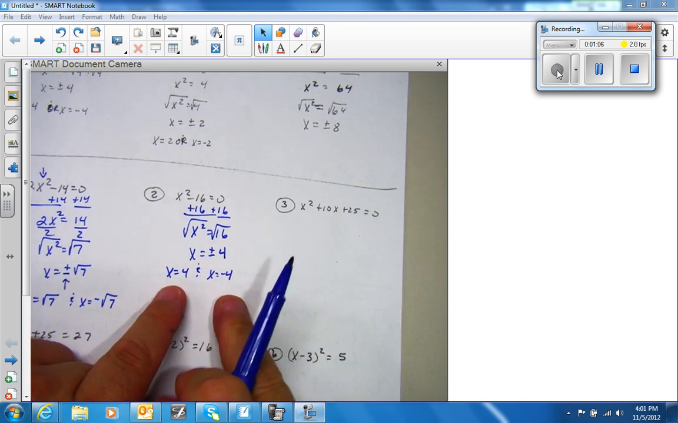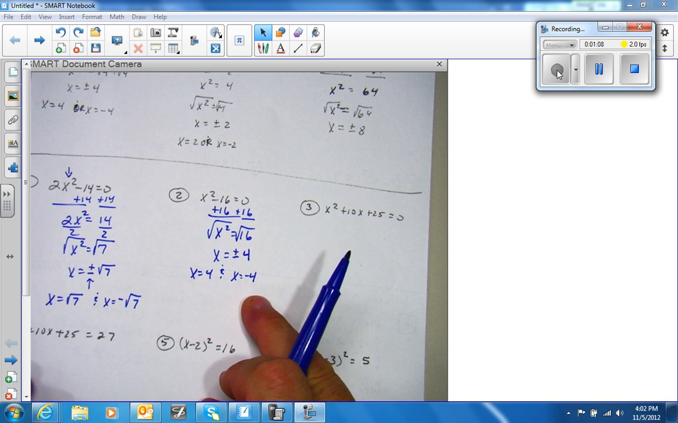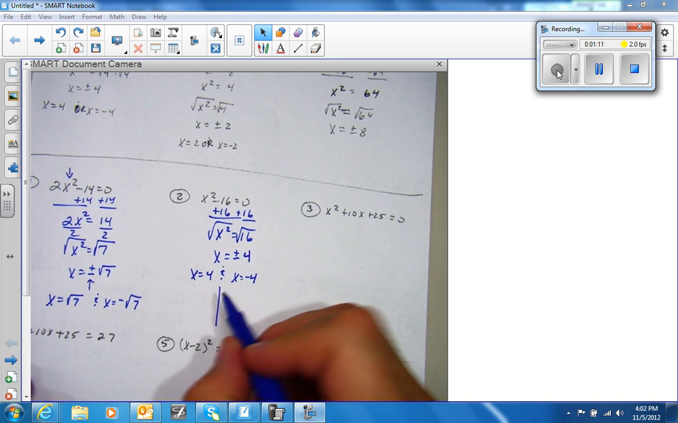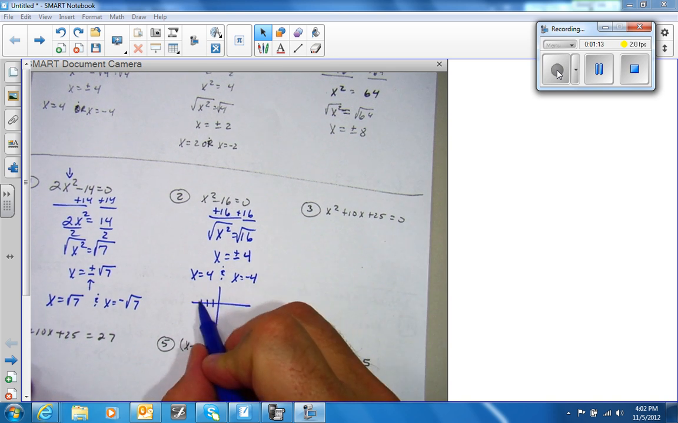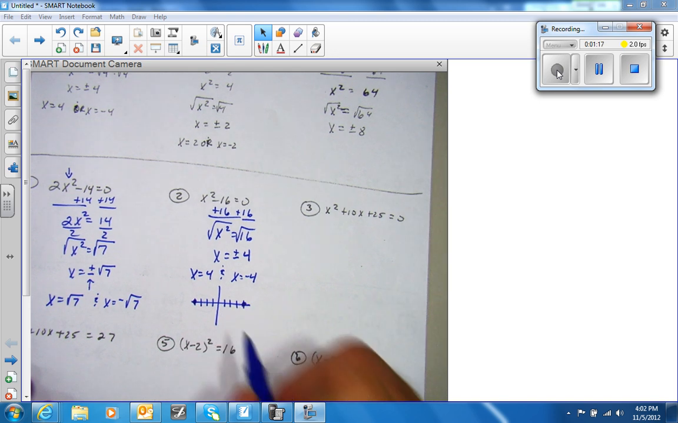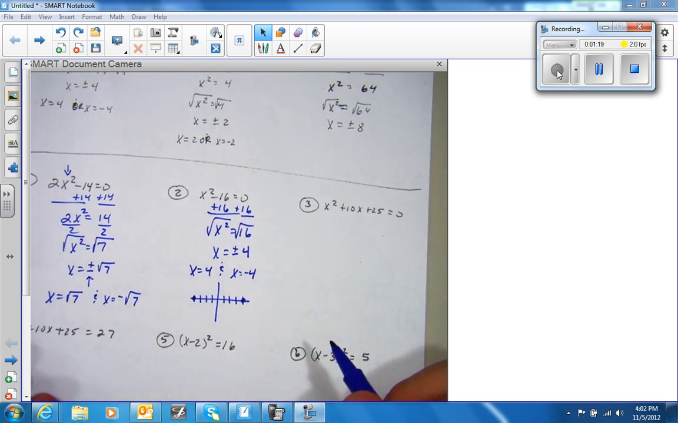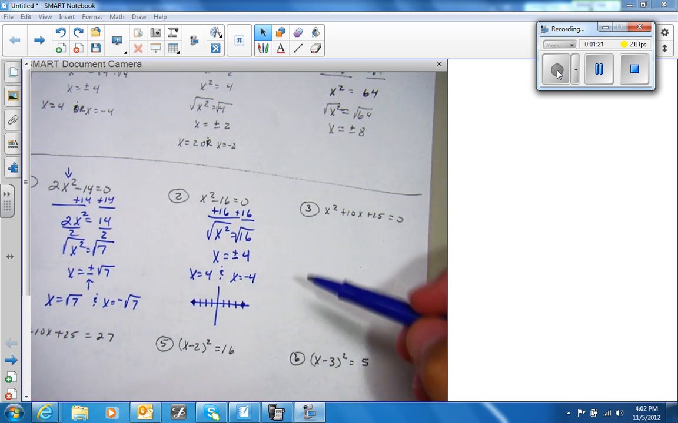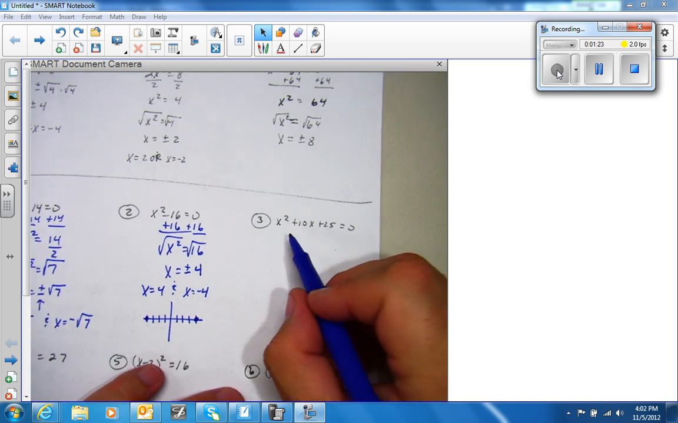Now remember, what we're solving for is these are basically my roots. So if I were to graph this, 1, 2, 3, 4, 1, 2, 3, 4, those would be my roots. Okay? All right, now, on this particular one, this is going to set up number 4.